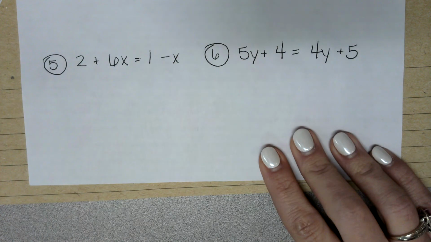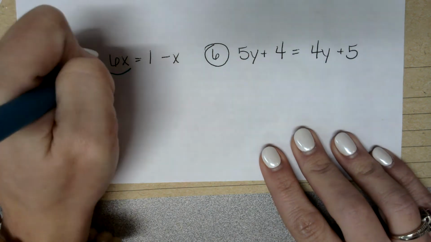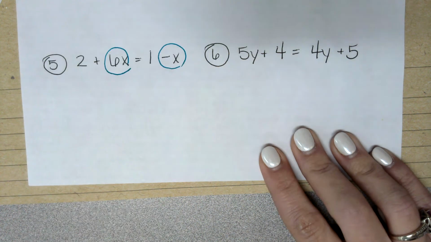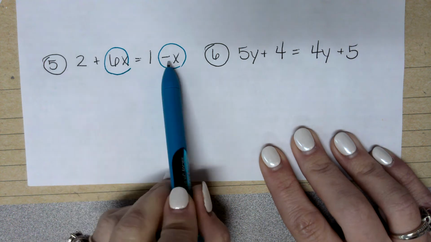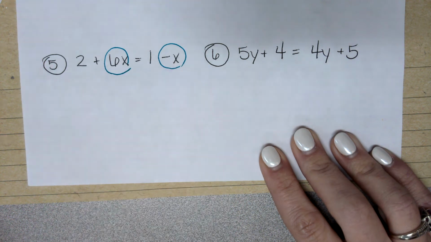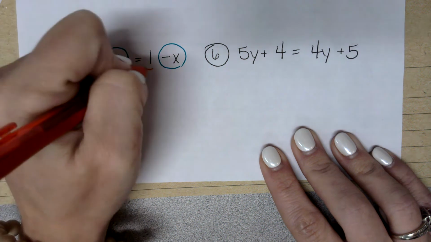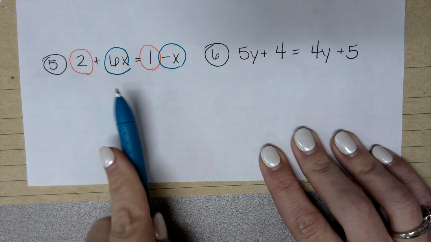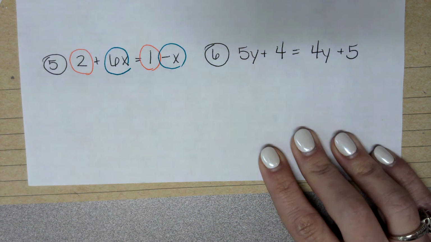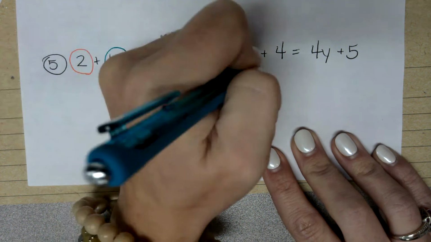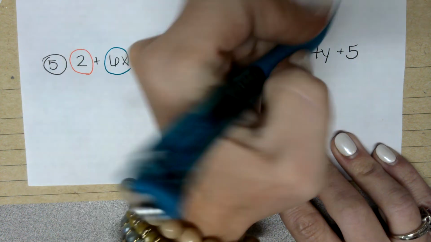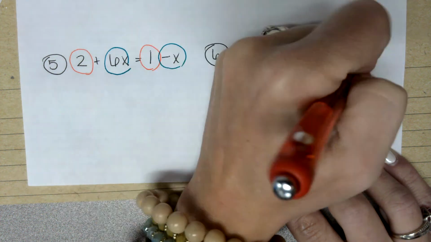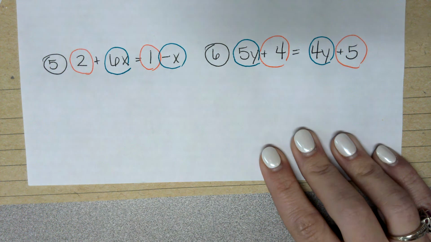Looking at these last two. It doesn't matter where the variable is. We're still pairing it with the other variable. So we have 6x here and we have negative 1x here. We're going to pair that with our 2 and with our 1. So again, it doesn't matter where the number with the variable falls in the equation. We're still doing the same concept. So this 5y is paired with this 4y, and this positive 4 is paired with this positive 5.